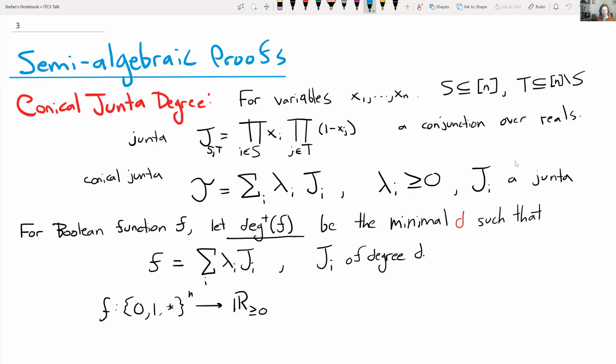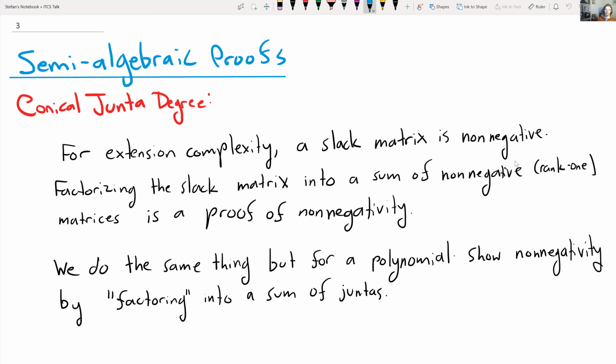We can call it conical junta degree, deg plus, and this will be the minimal degree such that we have a conical junta representation of F. And as a reminder, if we have such a representation of F, then this is a certificate that F is non-negative. Now, we're actually kind of seeing this already, where for extension complexity, a slack matrix is non-negative, and making a factorization of the slack matrix into a sum of non-negative rank 1 matrices is a proof of that non-negativity. And we're actually going to do the same thing here, but for a polynomial. And we're going to show it's non-negative by factoring into a sum of juntas.